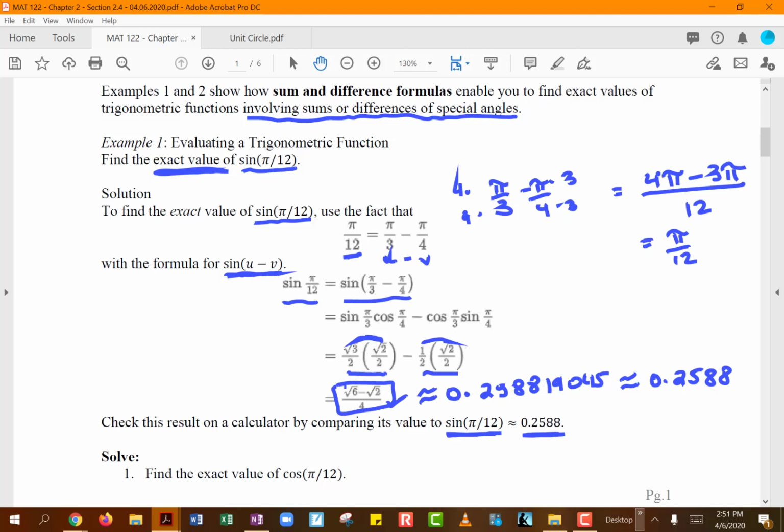Yeah, it comes out to be the same thing, 0.25881905. Okay, so this is for us finding the exact value, and the exact value is this one right here, square root of 6 minus square root of 2 divided by 4. And then the decimal answer, 0.2588, is your approximate answer. So just be careful about what they're asking us to find here, okay?